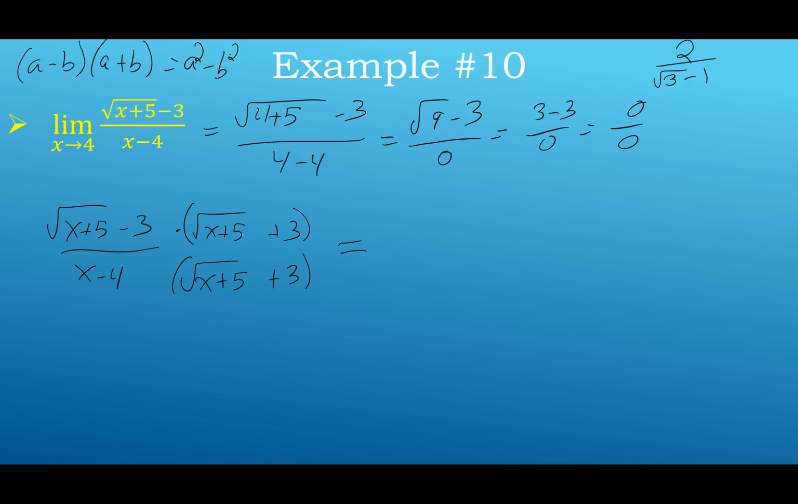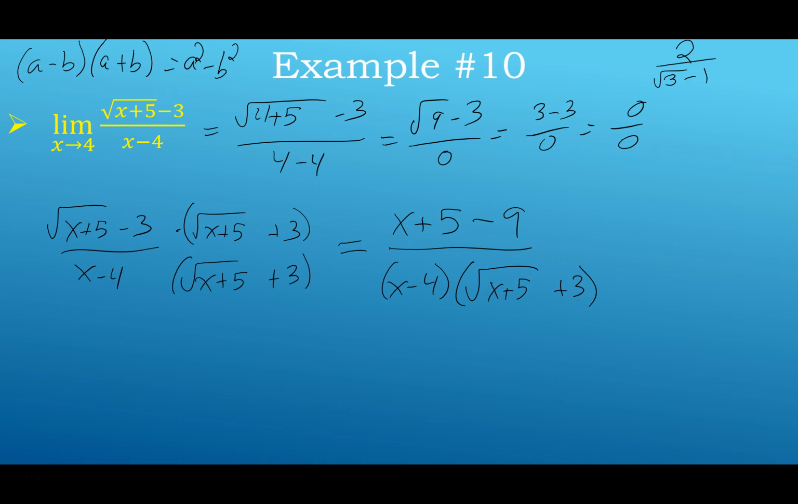Our a minus b times a plus b always worked out to just be a squared minus b squared. No middle term. So if I square the first term, we get rid of the square and are just left with x plus 5. And then minus, if I square the second term, I get 9. It doesn't do me any good to multiply out the bottom, so I'm just going to leave it alone. And this is going to become very apparent in a second.